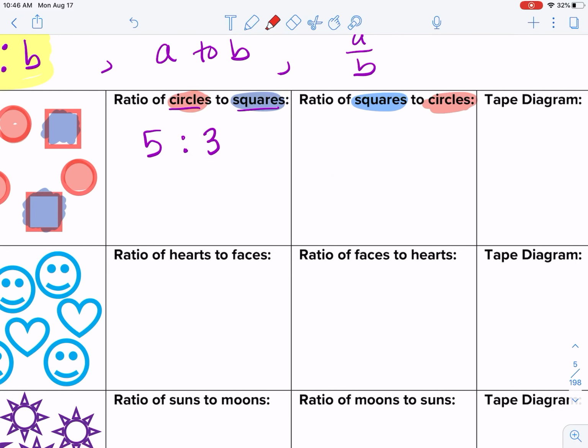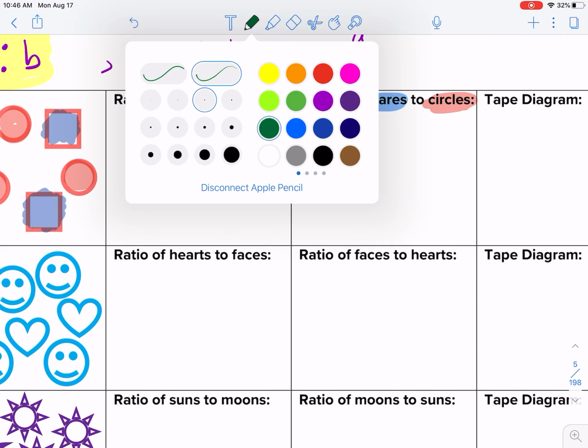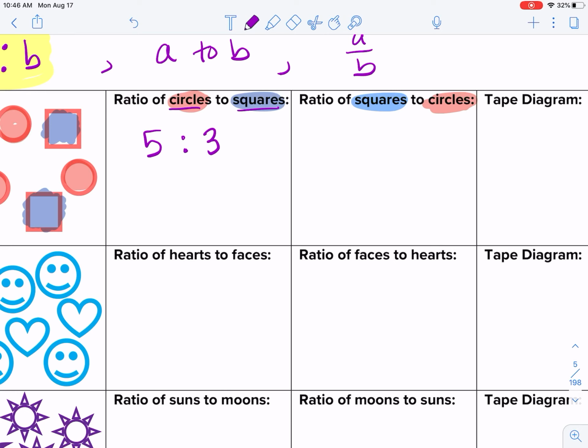So I flipped the order, right? The order is now the other way around. So because the order is the other way around, my numbers are switched the other way around. So now I'm going to put 3 to 5. This right here represents squares. And this represents circles. Okay?